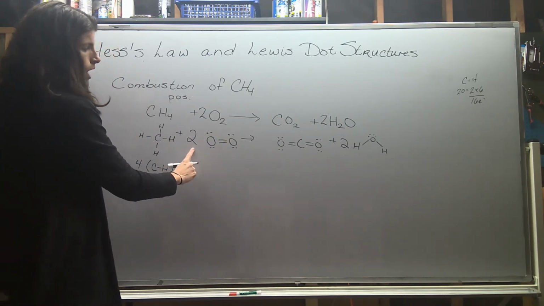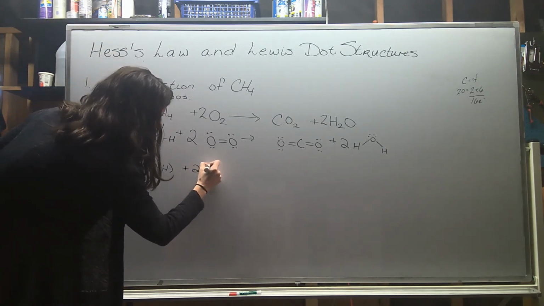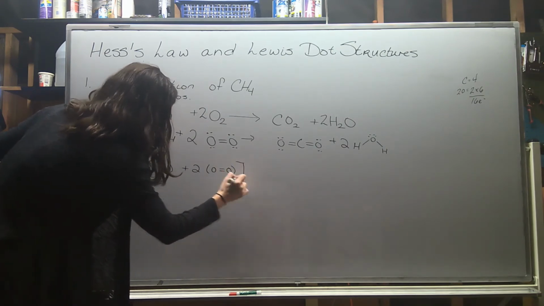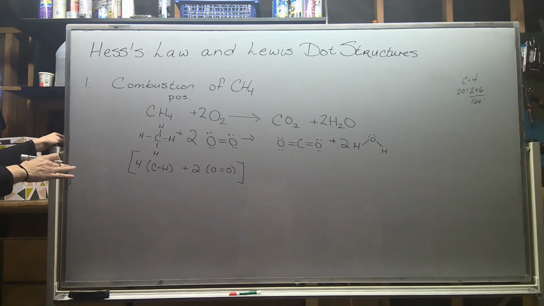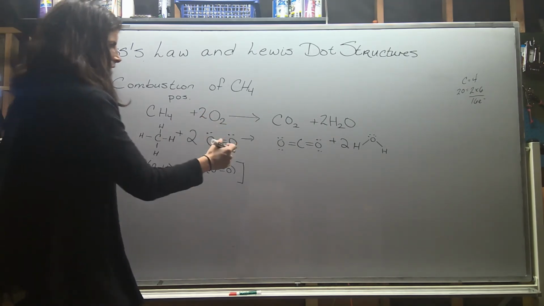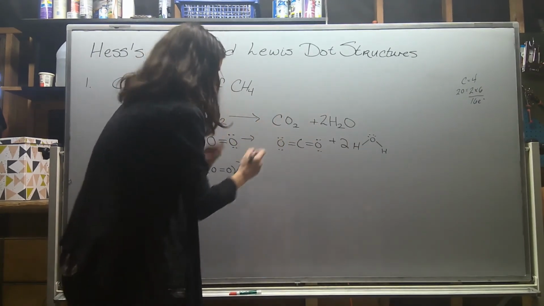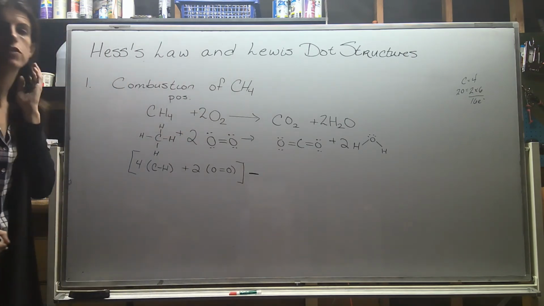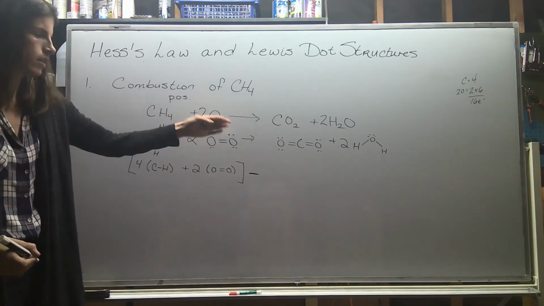However, there's 2 oxygen molecules, so I'm going to do 2 double bonded oxygens. So this is everything that's happening on the reactant side. And we want to add up everything that's happening on this side, but because it releases energy, I'm going to put a negative sign right there. But I'm going to put that negative sign and not worry about it until I'm done with the problem.